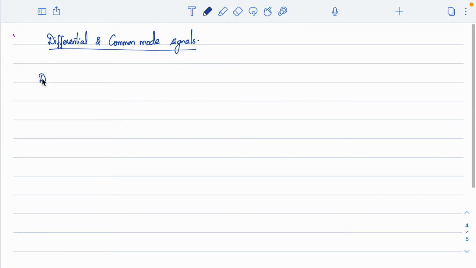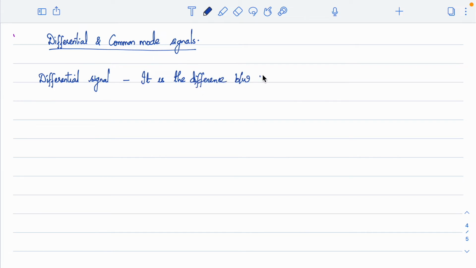As the name suggests, a differential signal is the difference between two input signals. Most of the time we represent it as Vd. Since it's an input, we mark it as Vid, and that is equal to V2 minus V1. This is how we generally represent it.